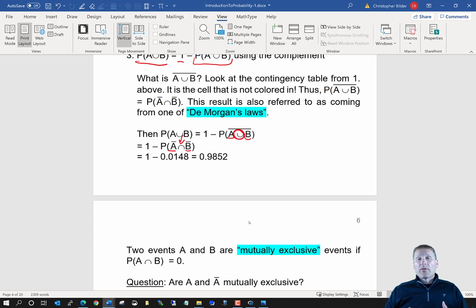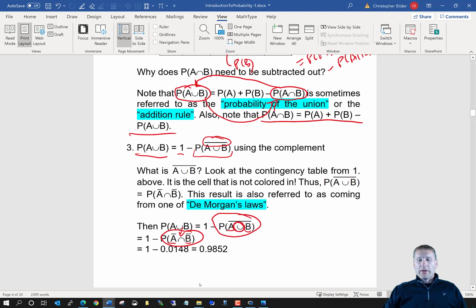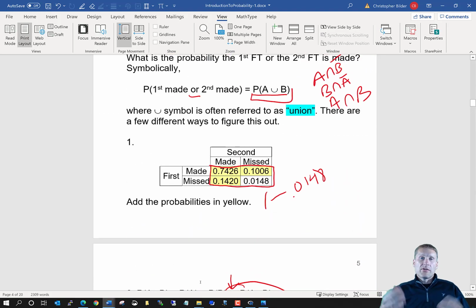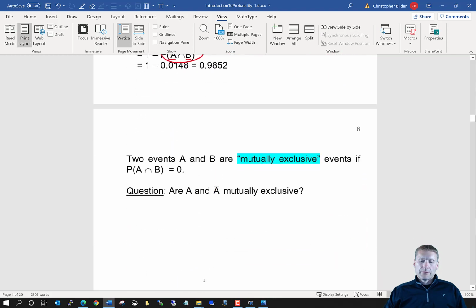This is often referred to as De Morgan's law, or one of his laws corresponding to probabilities. And again, the way to see that this expression is indeed equivalent to this expression is to simply go back to our contingency table that we see there.